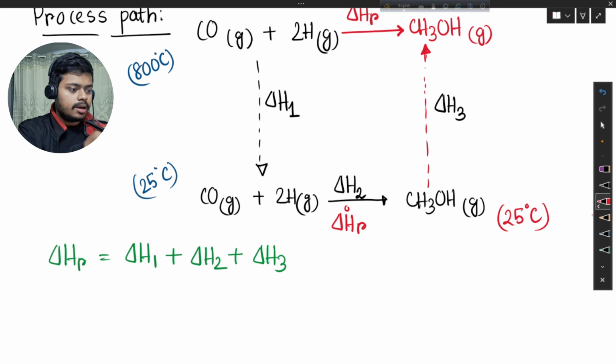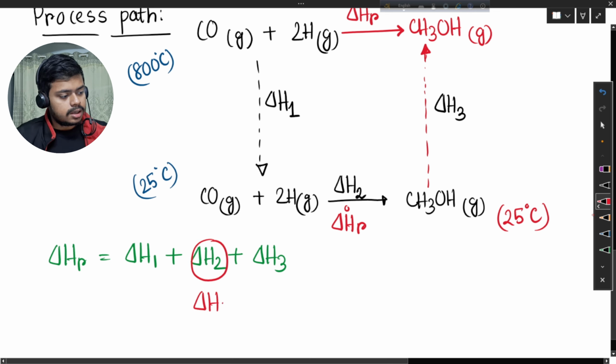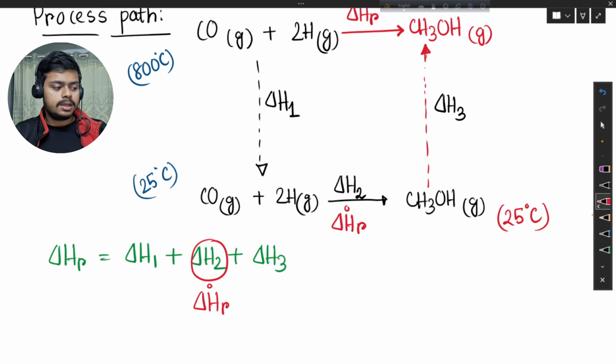So we can rename it as delta HR naught. Basically, instead of delta H2 we can also write delta HR naught here. Now another question arises: we have learned how to calculate the delta HR naught, but how are we going to calculate the enthalpy changes for the cooling and the rise in temperature? How are we going to do that?